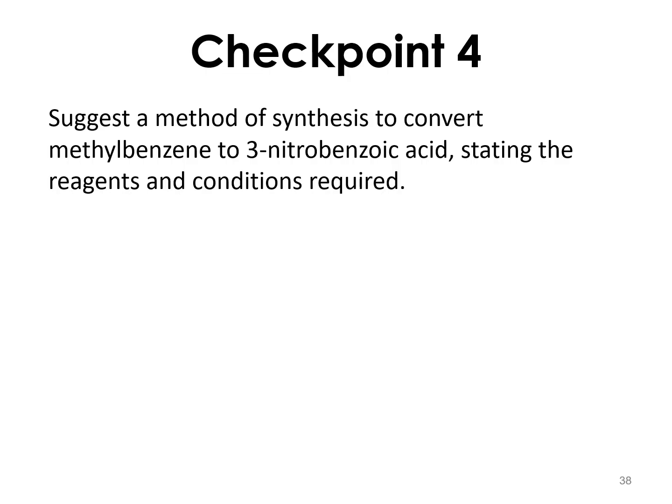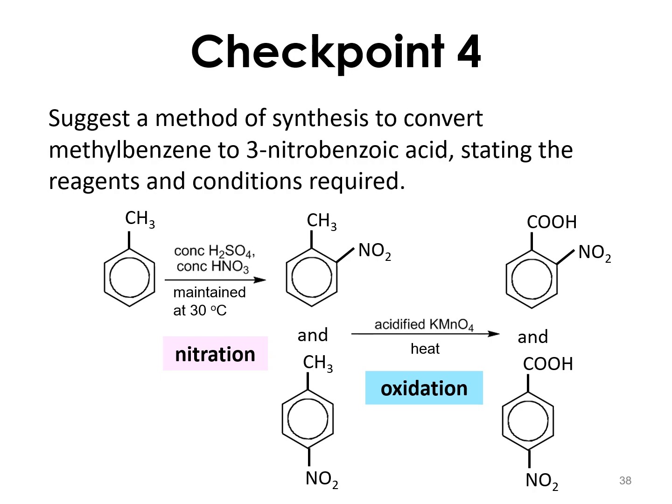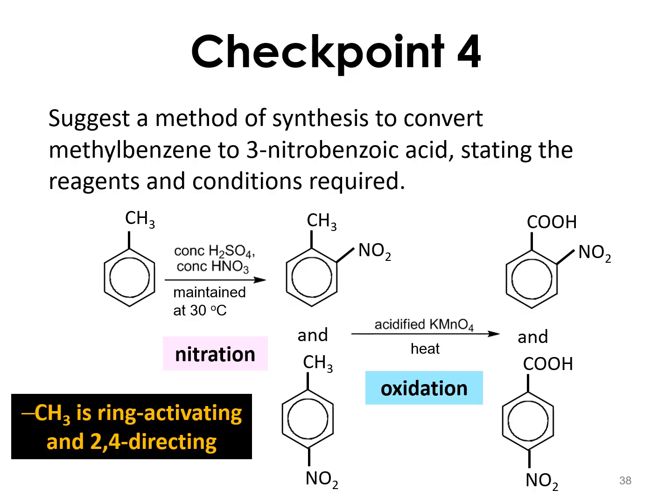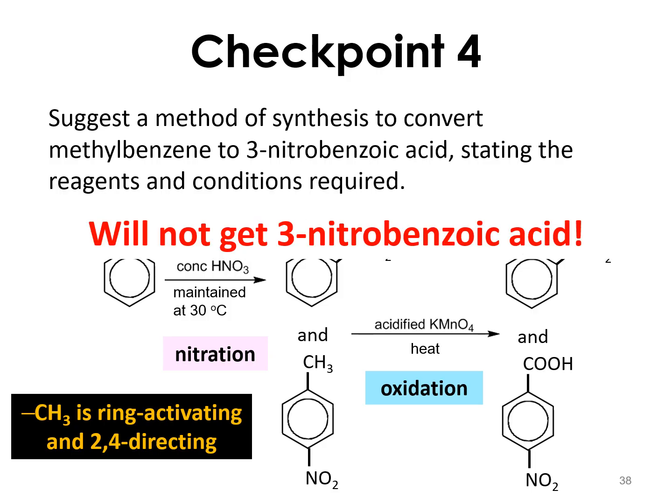Let's find out what happens if we reverse the sequence of steps. If we perform nitration first, we will realize that the NO2 is being substituted on positions 2 and 4 of the ring, giving rise to two products. This is because the methyl group is 2,4 directing, after which, during oxidation, the methyl group is oxidized into COOH. Whichever the case, we will not be able to obtain 3-nitrobenzoic acid.